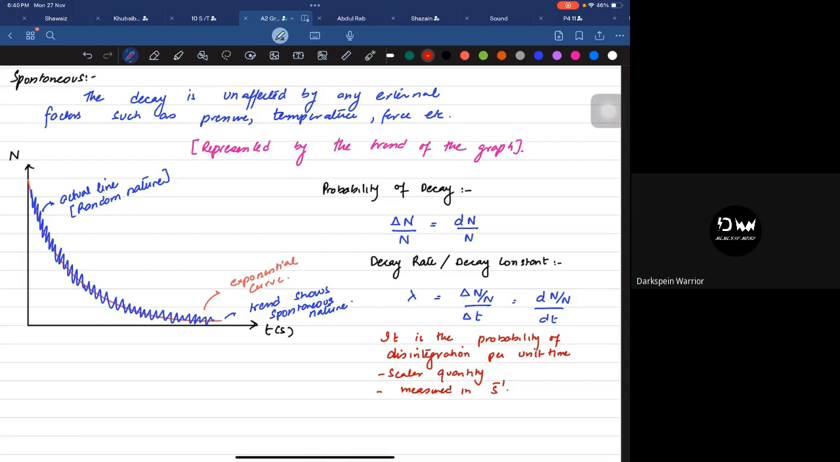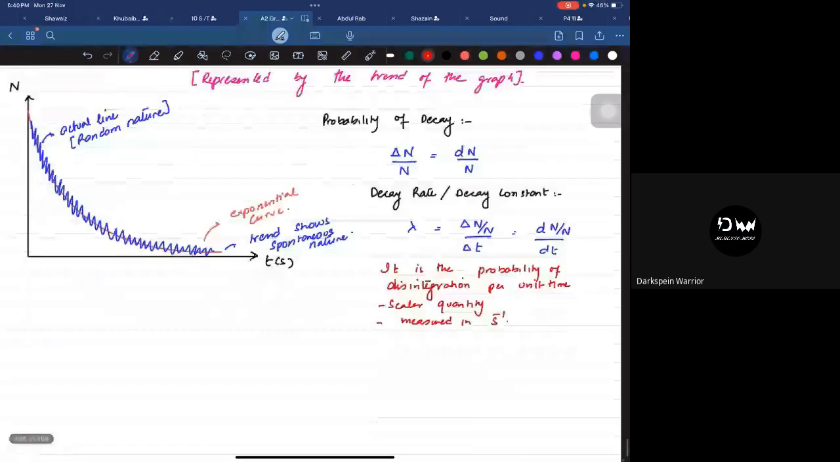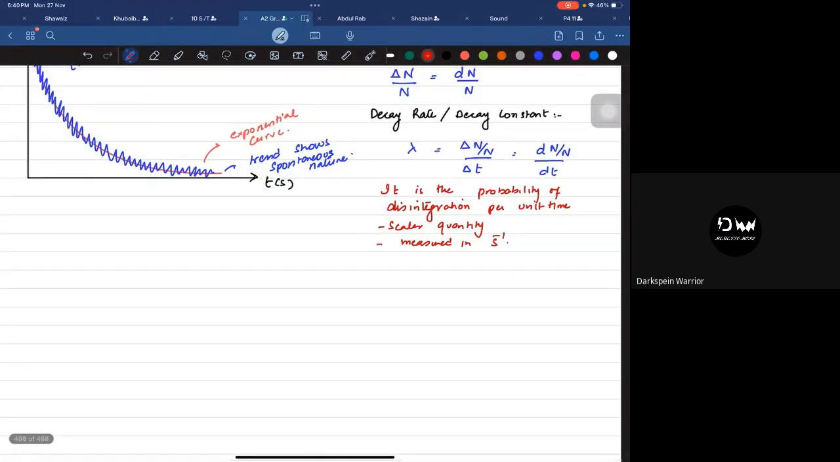So basically, for right now, what is required for you to learn is that since lambda is equal to dN over N by dt, you can multiply N on that side. So it will be lambda N equals dN by dt. All right, is it clear?